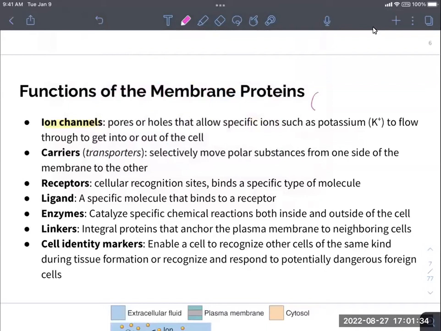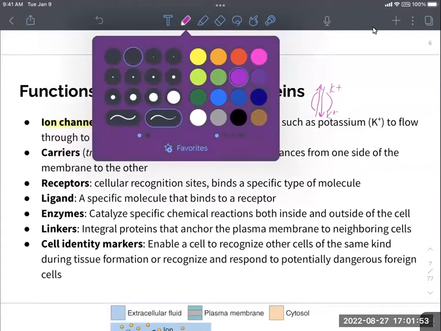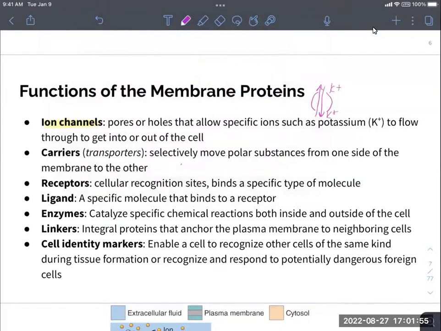You can have some ion channel here. This channel can allow potassium to flow into and out of the cell. We have carriers. These carriers take ions or other molecules and take them from one side of the membrane to the other.